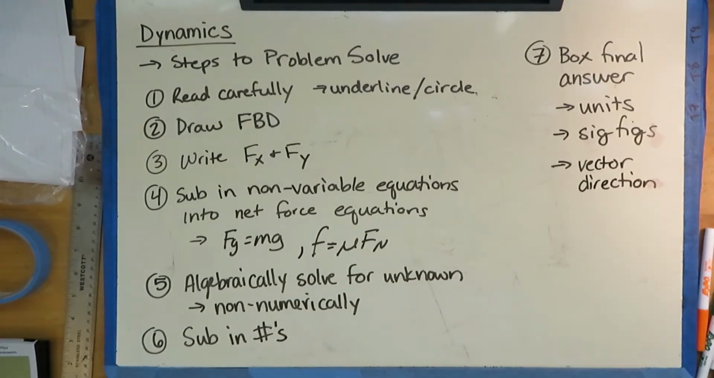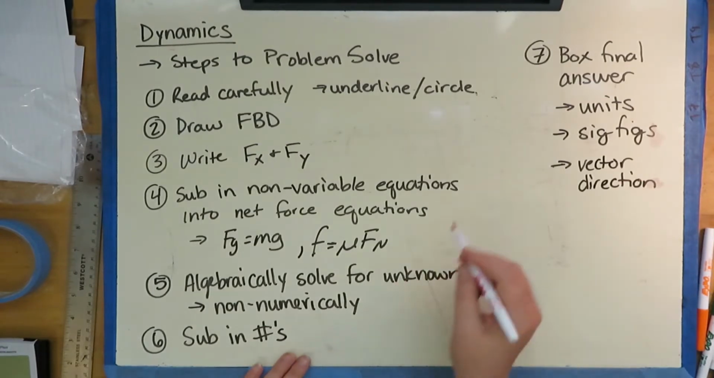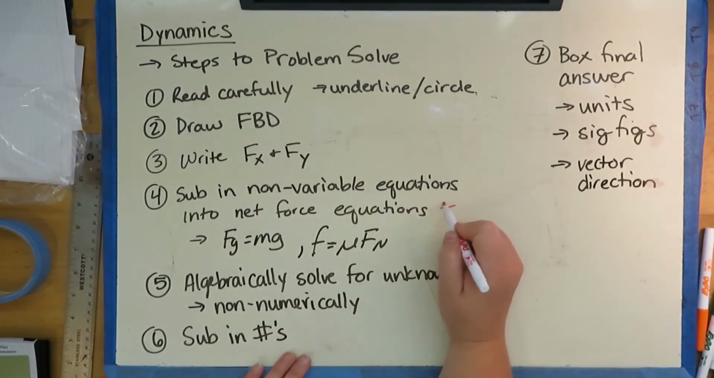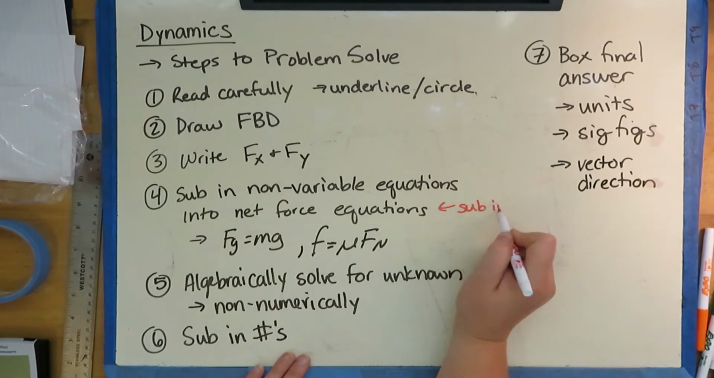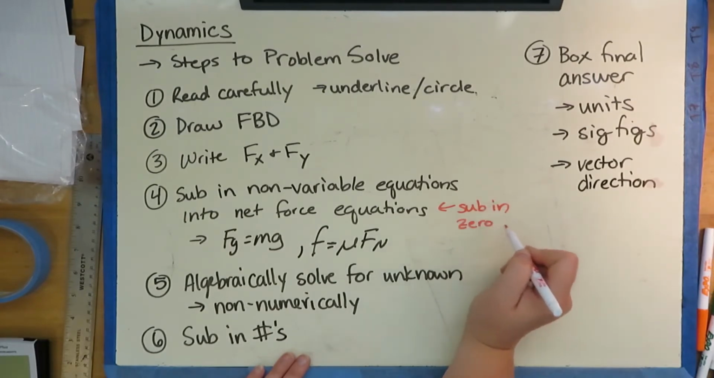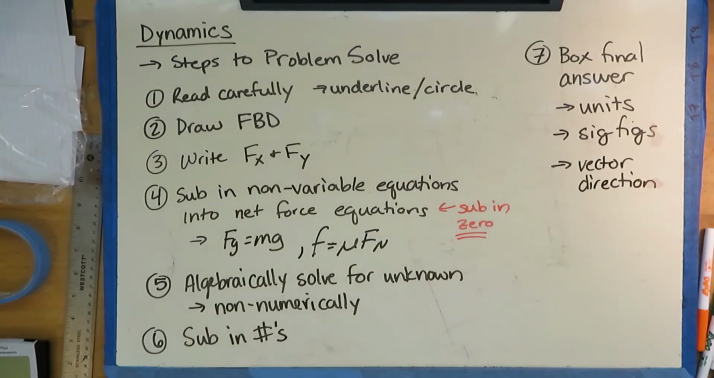Now the only exception I make when you have to sub in numbers is that at this step right here, you can also sub in zeros. If something is 0, you can sub it in at that point.